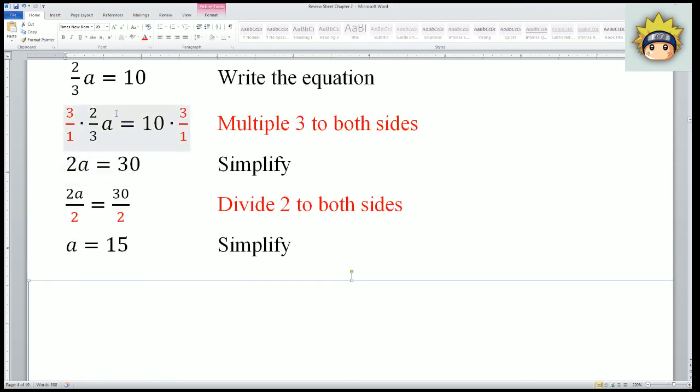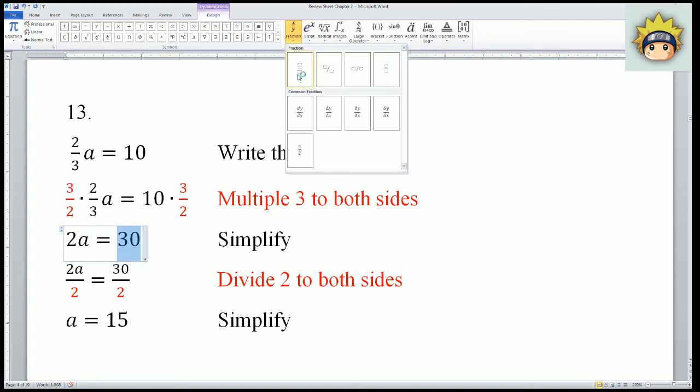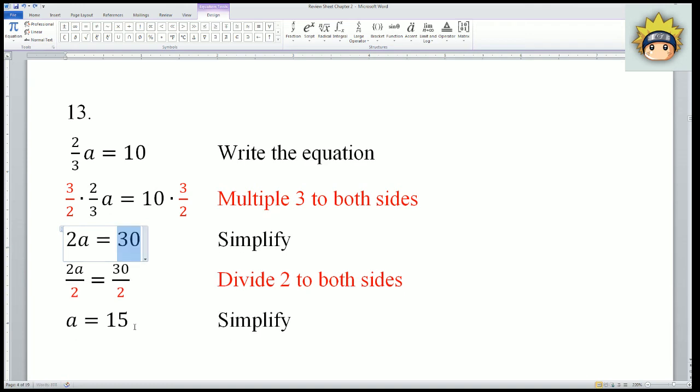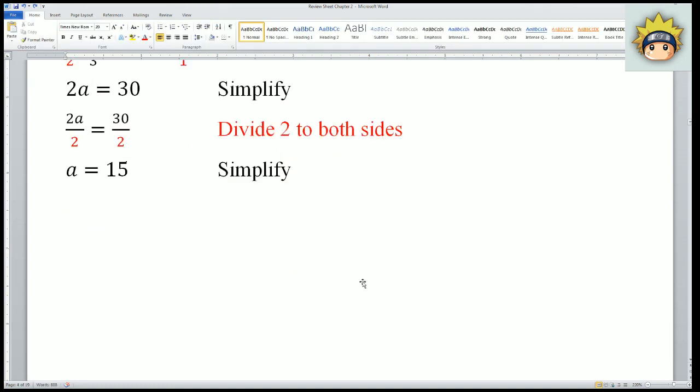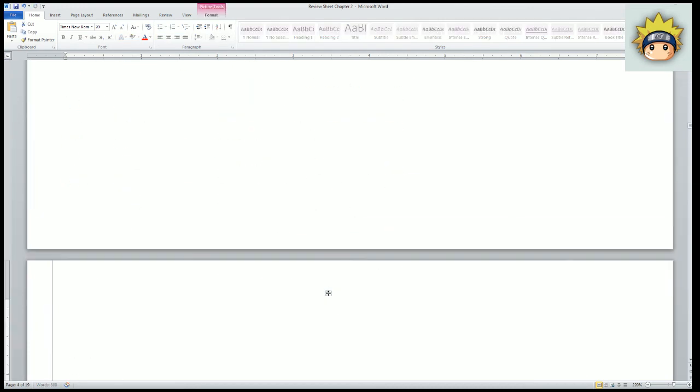You could simplify this process if you just multiply by 3 over 2 from the start. Then you multiply by 3 here, and you also divide by 2 at the same time. Okay? Doesn't matter, you still get the same answer of a equals 15. Either way, same answer. I broke it up into 2 pieces, a multiplication part and a divide part.